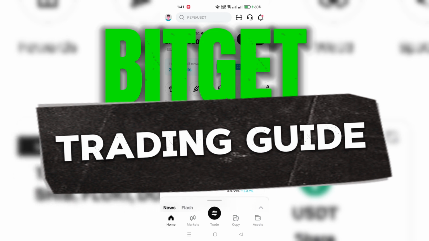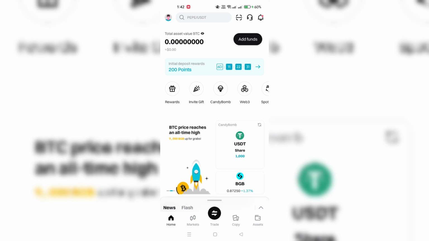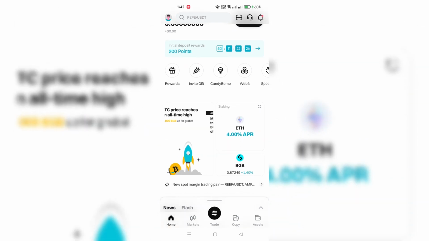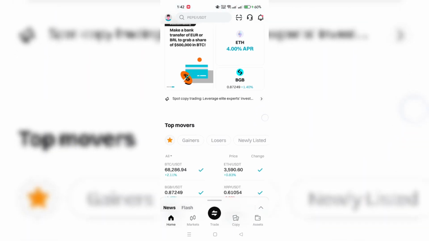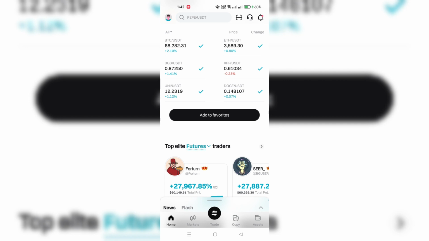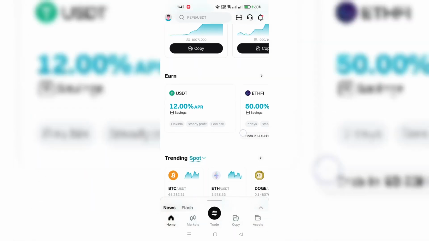Welcome to Bitget, a leading global exchange in the blockchain and Web3 sector. Whether you're a novice or seasoned trader, Bitget offers a range of products and services to support your crypto trading journey. This guide will provide you with an overview of Bitget spot trading and Bitget futures trading to help you get started.